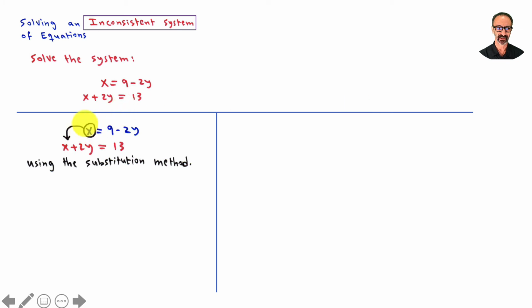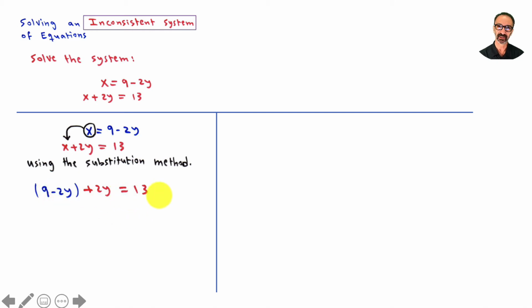I'm going to take the expression of x, which is 9 minus 2y here, and substitute that expression in the second equation, which is in red. I'm using blue from the first equation to show you where it came from. And I'm in the second equation.